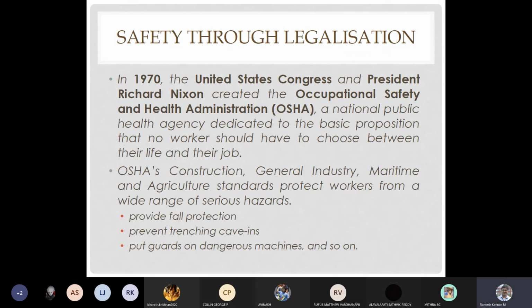So this is regarding safety. I gave you a quick overview of safety and accidents, some of the safety procedures and specific precautions. Then we talked about safety programs, and finally we saw safety legislation.